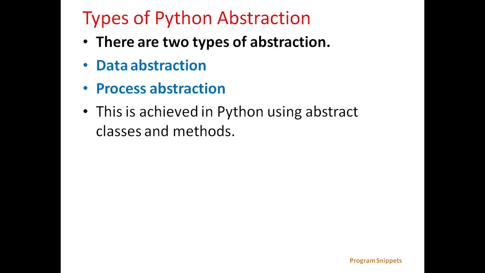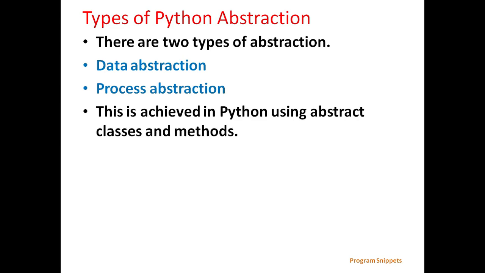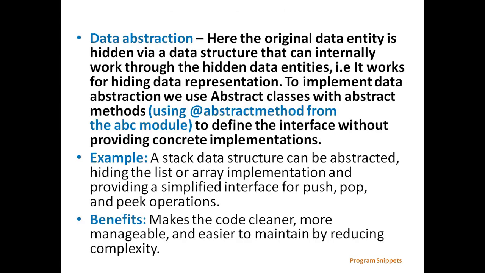There are two types of abstraction in Python: data abstraction and process abstraction. These two abstractions are achieved using abstract classes and methods. First is data abstraction. Here the original data entity is hidden via a data structure that can internally work through the hidden data entities. That is, it works for hiding data representation.